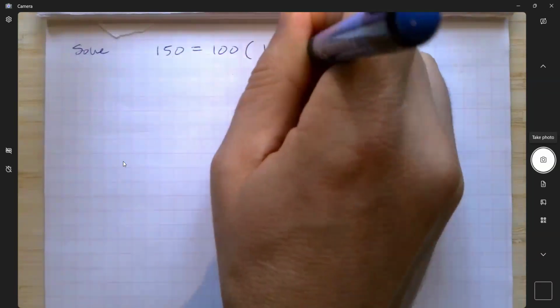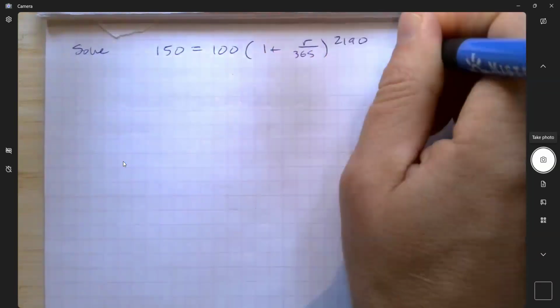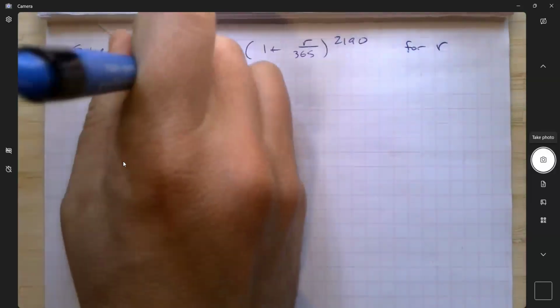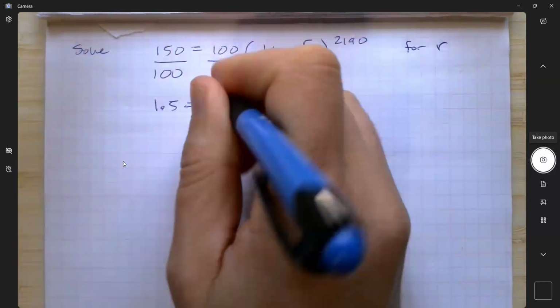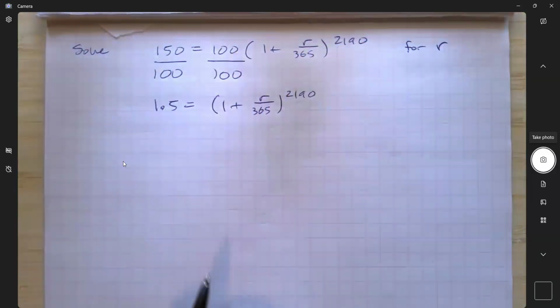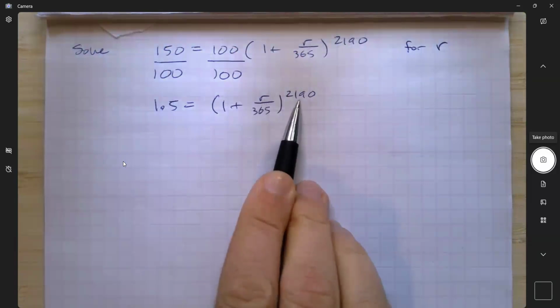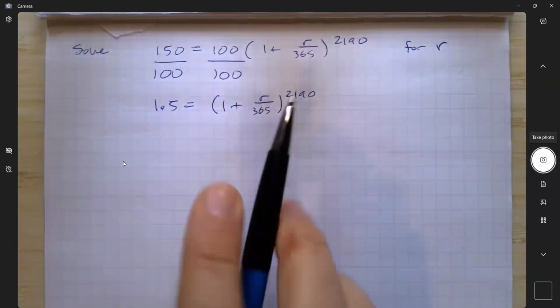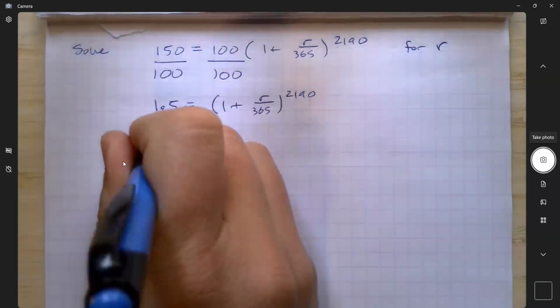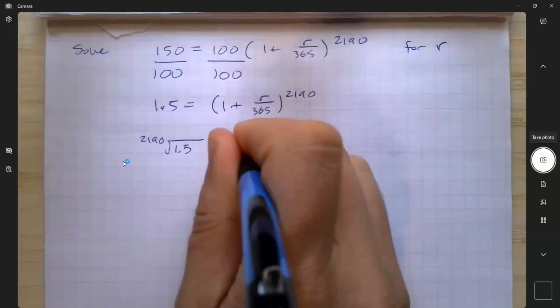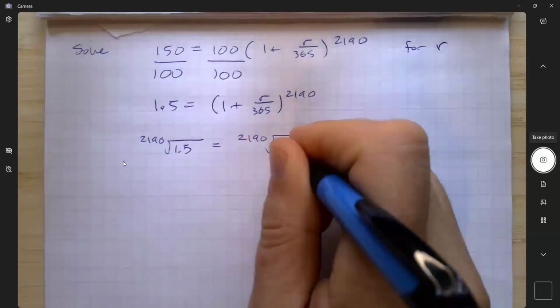Solve 150 equals 100 times (1 plus r over 365) raised to the 2190 for r. So I'm going to divide both sides by 100. That's a good start. And I get 1.5 equals (1 plus r over 365) to the 2190. Now r is trapped inside of a power. So to do that, I need to undo raising to the 2190, and I can undo it by taking the 2190th root of 1.5, which is kind of ridiculous, but that's what you have to do.